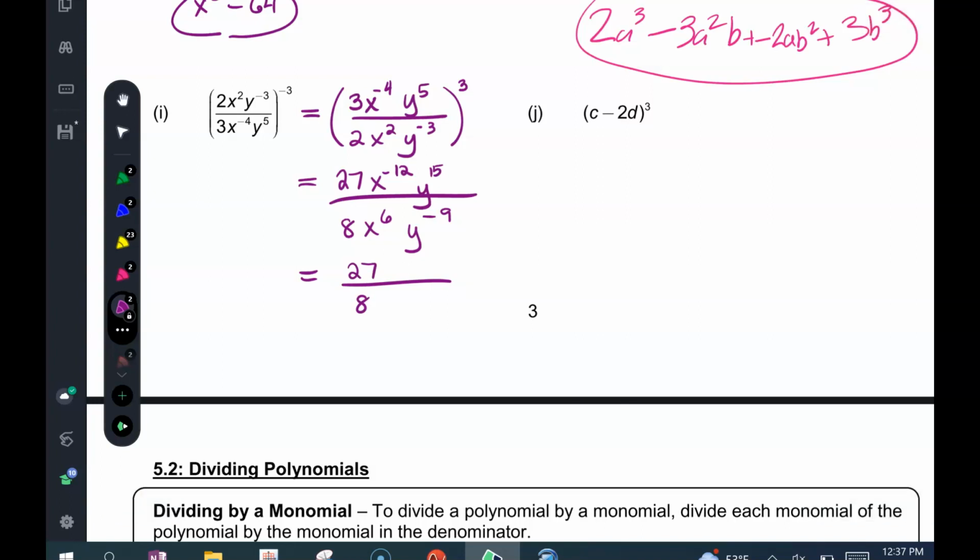Okay, negative 12 minus 6 will be negative 18. So what will that mean? You get x to the 18th on the bottom. Did that make sense? Yeah. Okay, and then 15 minus negative 9, so that makes it 15 plus 9, it's 24, and that goes on the top.